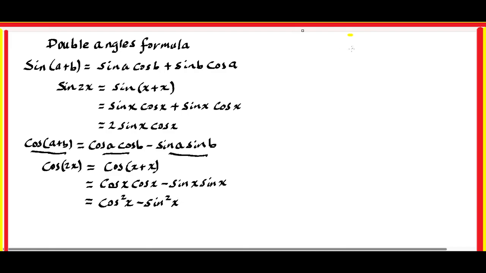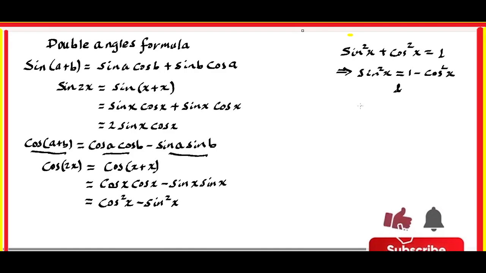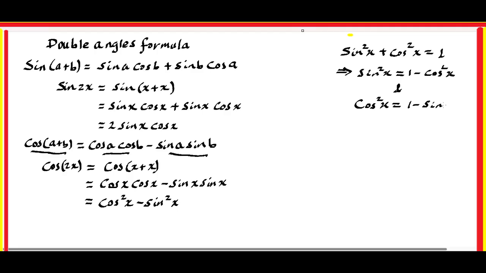Remember the basic trigonometric identity: sine square x plus cos square x is equal to 1. From that we can get two identities. That is, sine square x is equal to 1 minus cos square x, by subtracting cos square x from both sides, or by subtracting sine square x from both sides, we can get cos square x is equal to 1 minus sine square x. Now we substitute these two results separately into the equation we have here.